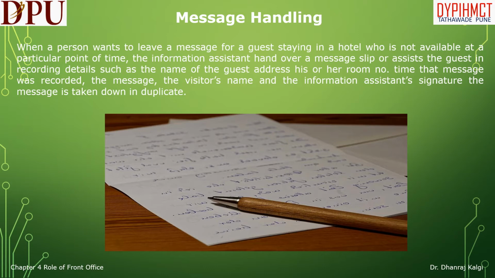Sometimes a guest staying in the hotel may want to leave a message for a visitor who may come in person or may call. This message is recorded on a message slip of a different color. This slip is sent to the information assistant. The slip should be informed to the telephone operator, and the operator notes the time it is recorded. The telephone operator informs the message over the phone to the expected visitor of the guest when he calls.